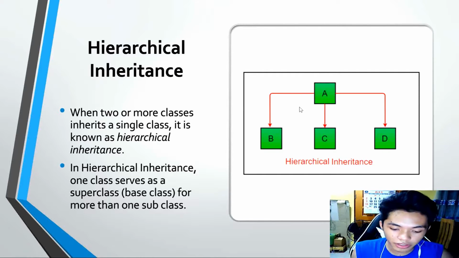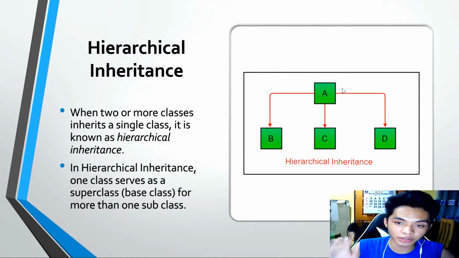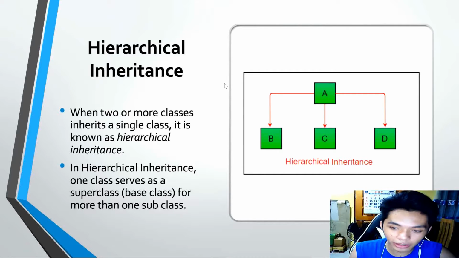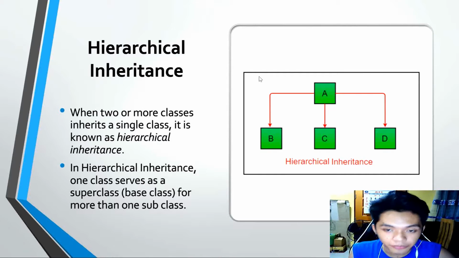So in this image shown here, the class serves as a base class for the derived B and C. So this example refers to a child and parent class relationship where more than one class extends the same class.